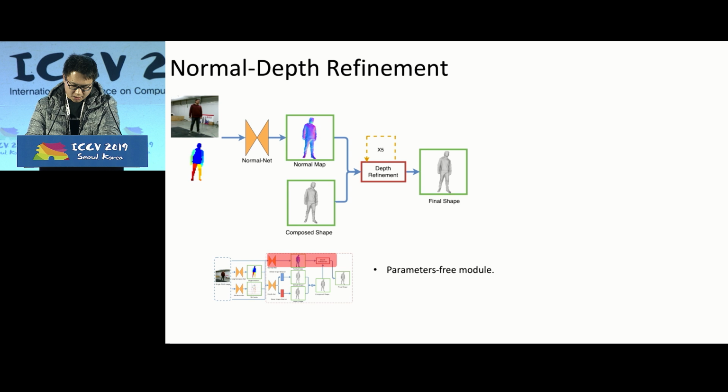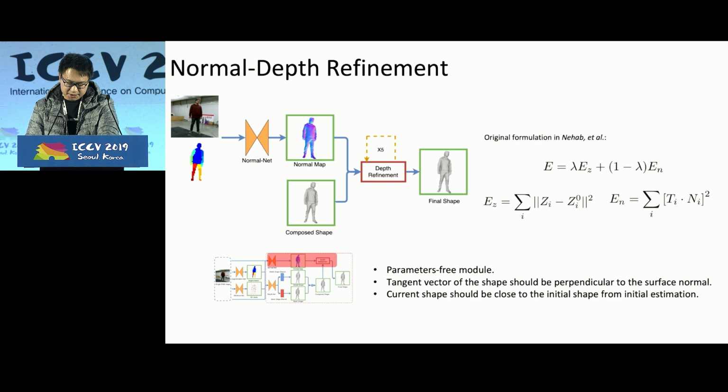After we have the initial depth estimation, we further refine it with our third module. Here, we first use our hourglass network to predict the surface normal of the human body and create a parameter-free layer to intuitively refine the depth map. The main idea is that the tangent vector on the surface should be perpendicular to the normal, and the currently estimated depth shouldn't be too far away from the initial depth estimation. We apply this process five times to get the final result.